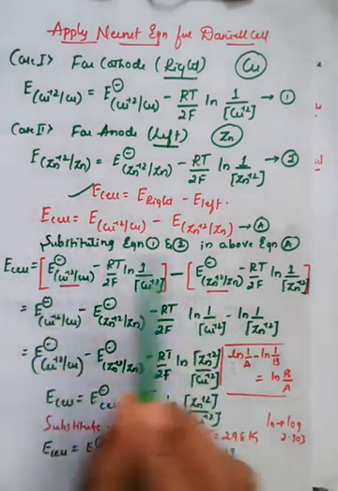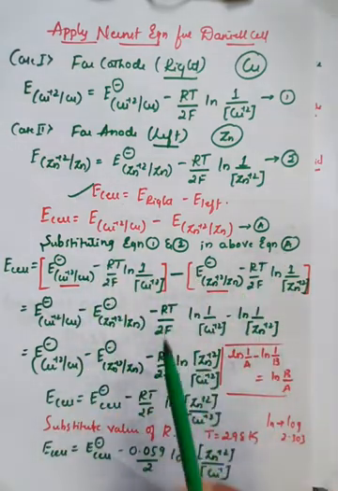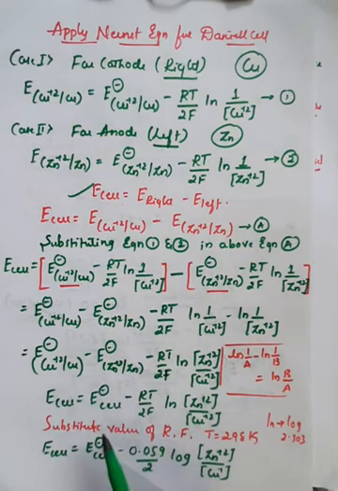So when you substitute equation 1 and equation 2 in the above equation A, you will overall get the EMF of the cell equal to E standard of the cell minus RT divided by 2F into ln of Zn plus 2 divided by Cu plus 2. By mathematical conversion, ln can be converted into log by multiplying by a constant, that is 2.303. So the total EMF of the cell will become E standard minus 0.059 divided by 2 into log of Zn plus 2 divided by Cu plus 2.